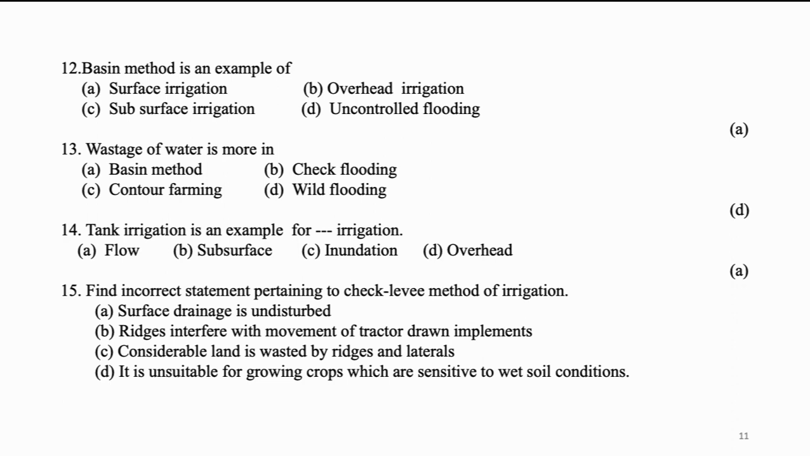Surface drainage is undisturbed. Ridges interfere with the movement of tractor drawn implements. Considerable land is wasted by ridges and laterals. It is unsuitable for growing crops which are sensitive to wet soil conditions. The answer is A. Flow along the strip in border strip method is steady, uniform flow with a decreasing discharge, non-uniform flow, unsteady flow with a decreasing discharge, unsteady and a uniform open channel flow, steady and non-uniform open channel flow.